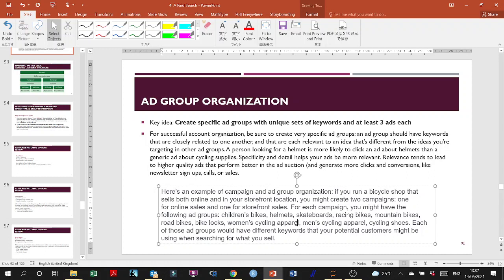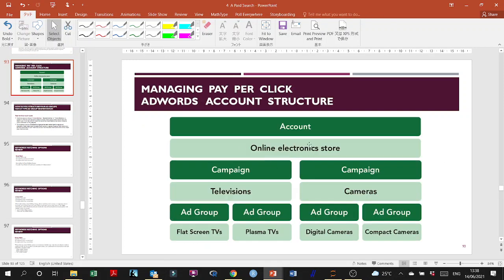You could have actually, for each category, 2 different ad groups, one for exact match and one for broad match and a broad match modifier. So you could also do that. In any case, you have, here's the account, and this is another visual example.